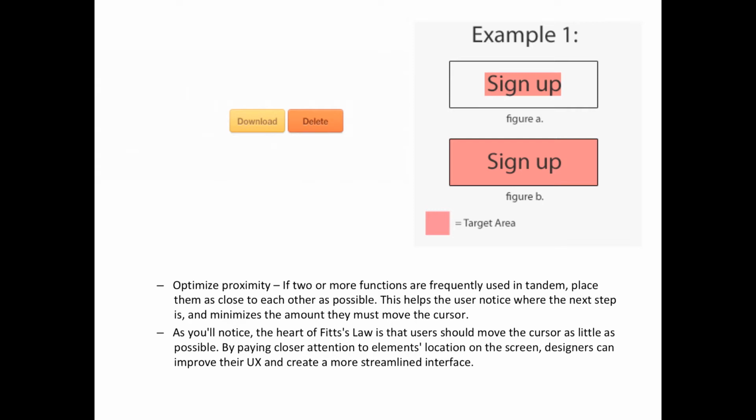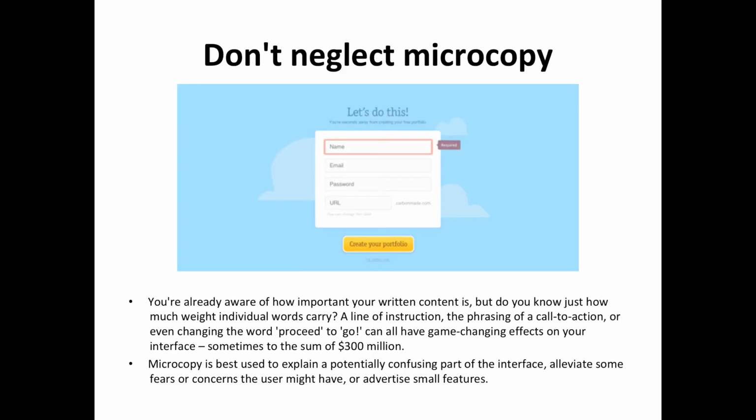So by paying closer attention to elements' locations on screen, designers can improve their UX and create a more streamlined interface. The second rule is don't neglect microcopy.